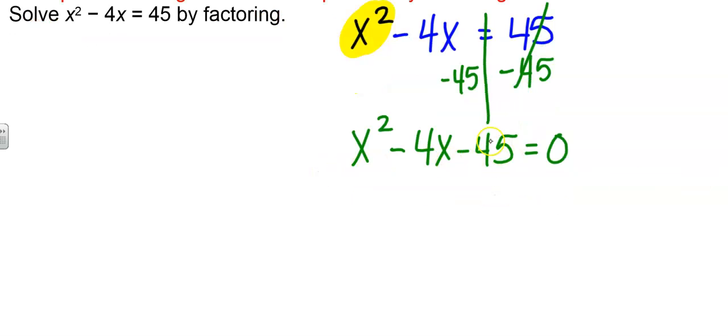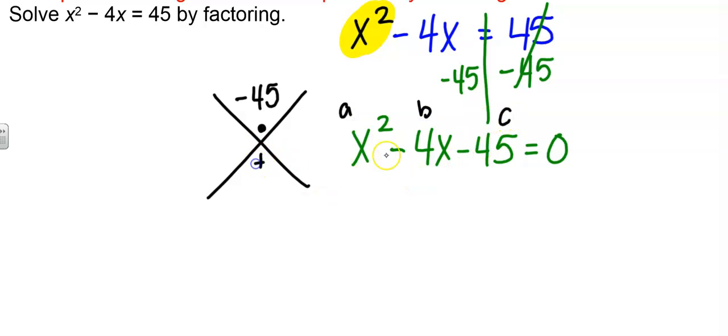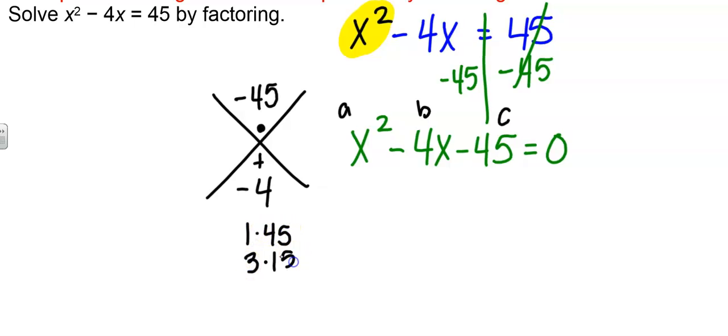Now what we have here is what's called a trinomial, and when we have a trinomial and the a value is 1, we can go ahead and do our easy factoring. What multiplies to c, negative 45, and adds to negative 4? So all the ways to get to 45: 1 and 45, 3 and 15, 5 and 9. I believe that is it. Other than that, I can certainly find which one's going to give us 4.